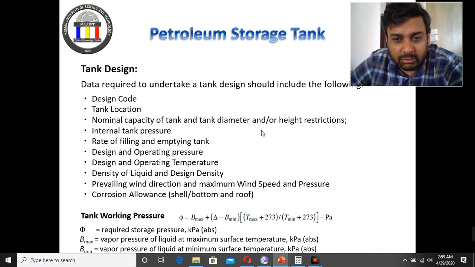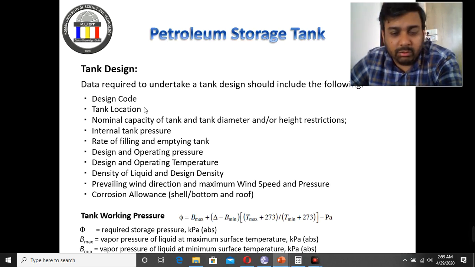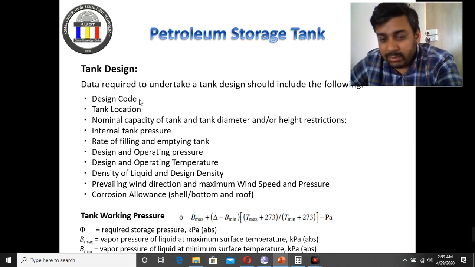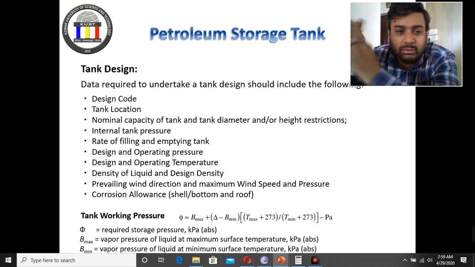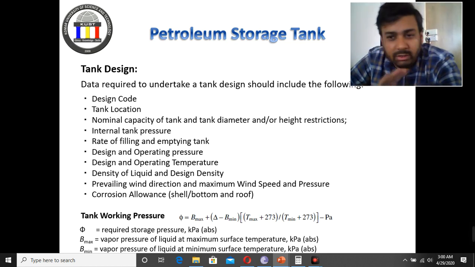When you design the tank, you have to look at the design codes, location of the tank, as I said, API A1, A2, A3. You have to follow all of them. The tank location, you have to follow. Capacity of the tank and diameter, the pressures of the tank, filling and emptying, operating pressure, operating temperature, density. You have to consider everything when you design them.